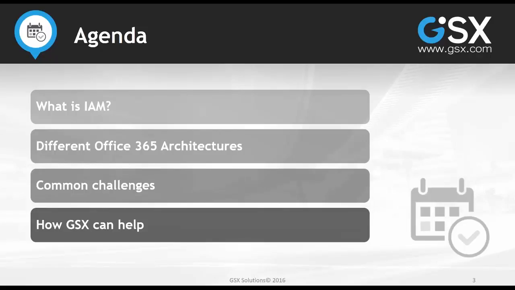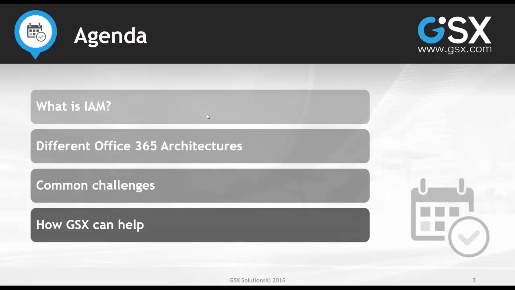We're going to be talking about IAM, or Identity Access Management in general. What is it? We're going to be talking about different Office 365 architectures. Olivier is going to be explaining those. We'll talk about some common challenges that can come up with identity and access management for cloud infrastructures and some things that you could do to handle them. And then we'll talk a little bit about how GSX and our suite of products could help you overcome some of these challenges and help you with the implementation of your identity and access management.